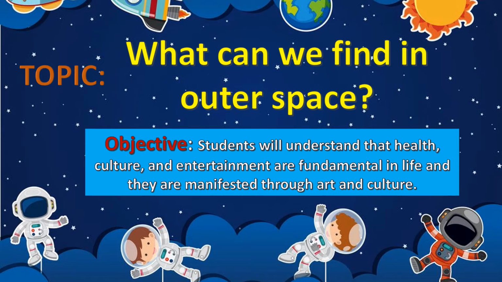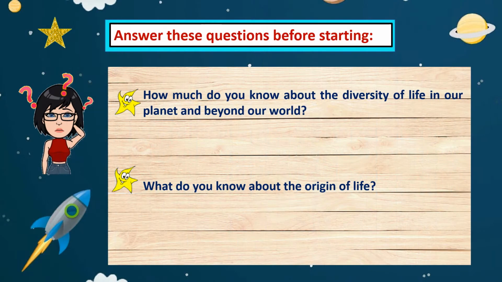Topic: what can we find in outdoor space? Objective: students will understand that health, culture, and entertainment are fundamental in life and they are manifested through art and culture. Answer these questions before starting.